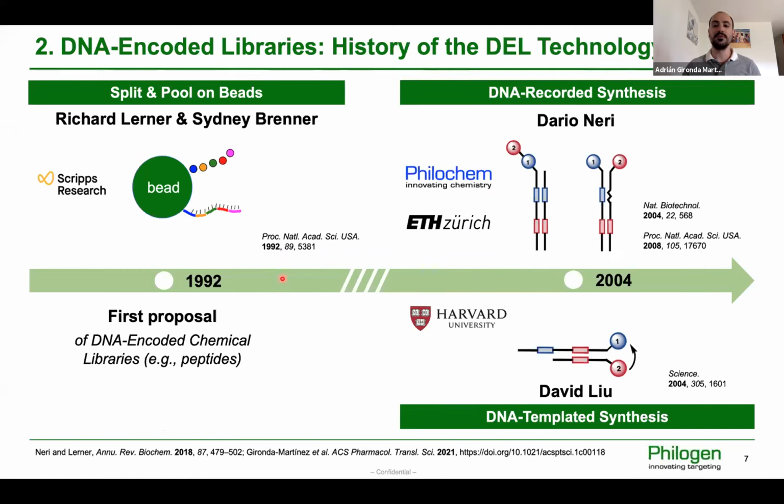It was not until 2004 when 2 groups in parallel, first of all the group of Professor Dario Neri at ETH Zurich and later at Philochem again, proposed and published the method DNA-recorded synthesis, in which you can have the small molecules displayed on a single or double strand DNA, or you can have 2 different moieties displayed on 2 different DNA strands. At the same time, Professor David Liu at Harvard University described the DNA-templated synthesis strategy, which relies on the chemical linkage between both small molecules directed by the self-assembly of the DNA.